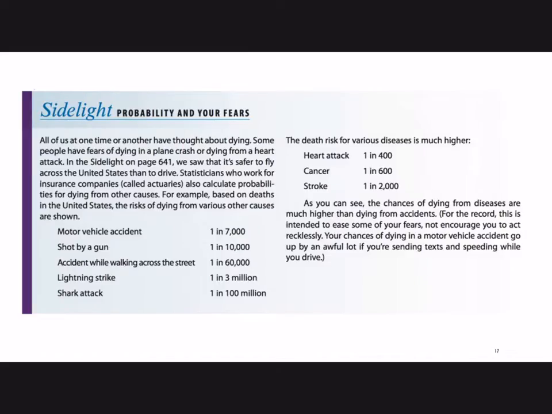And then just for fun, your textbook has a sidelight about probabilities and your fears, and they list some common probabilities for the different ways to die. Contrary to popular belief, many of the things that people fear, ways to die, are actually not that common compared to different diseases. For example, a shark attack is 1 in 100 million, versus a heart attack, which is a 1 in 400 chance of death. You can look through that if you're interested, and that's in the textbook as well.